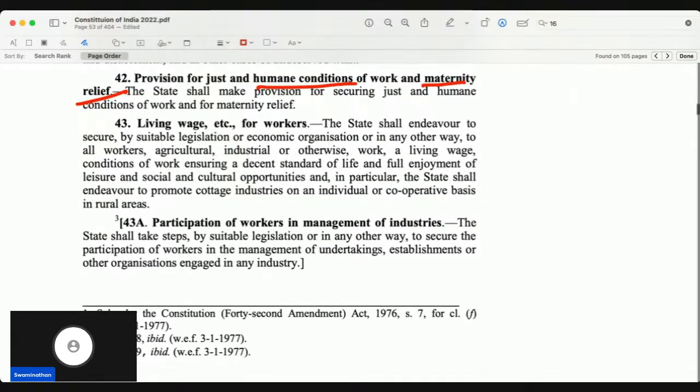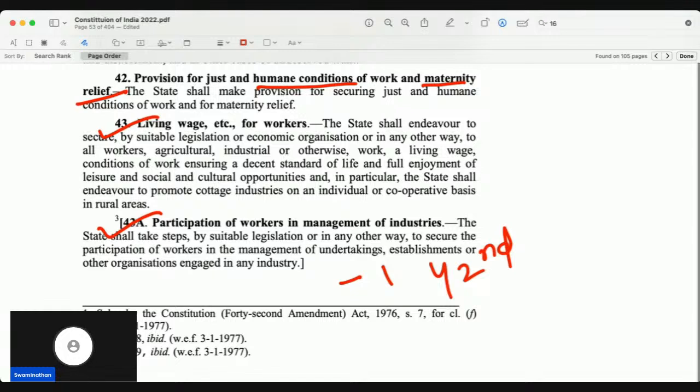Article 43 talks about living wages. Article 43A talks about the promotion of participation of workers in the industry. Again, it is done by the 42nd Amendment Act. So you should keep an eye on those DPSPs which have been inserted by the 42nd Amendment, or inserted or changed by any other amendment.